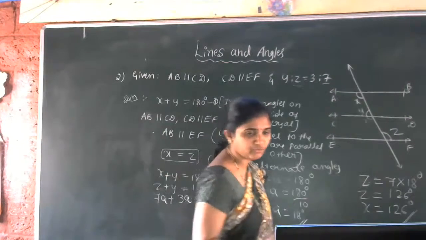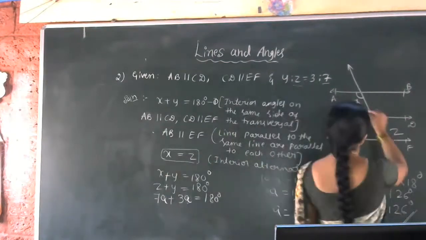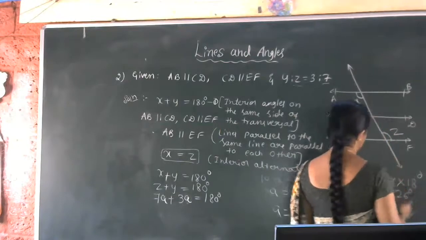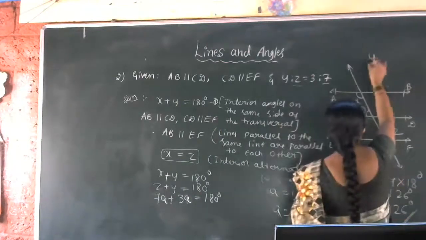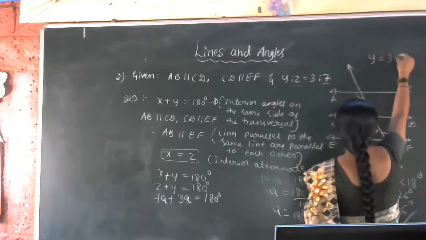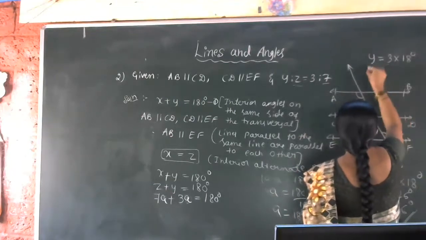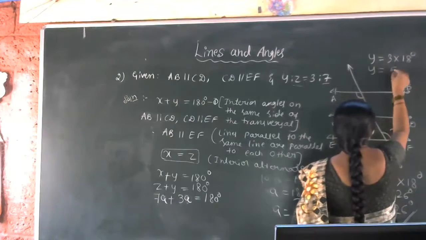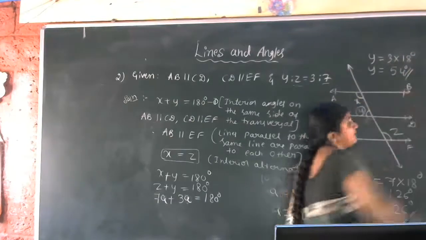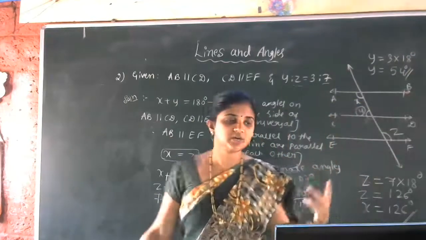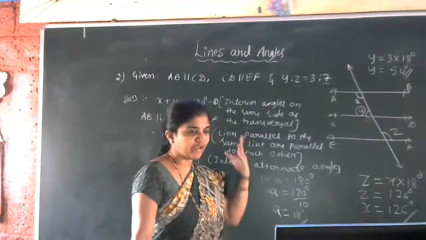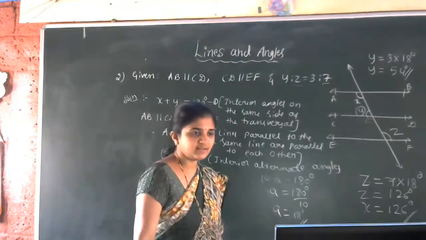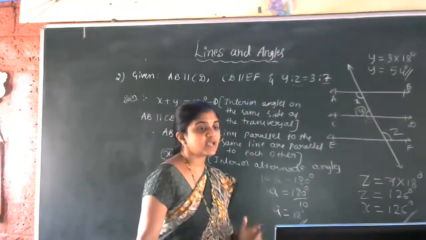Why should we keep y pending? Yes, what is the value of y now? y is equal to 3 into 18, so that is 54 degrees. y is 54 degrees. So we got the value of y also. Is that clear, students? This is about the second problem.